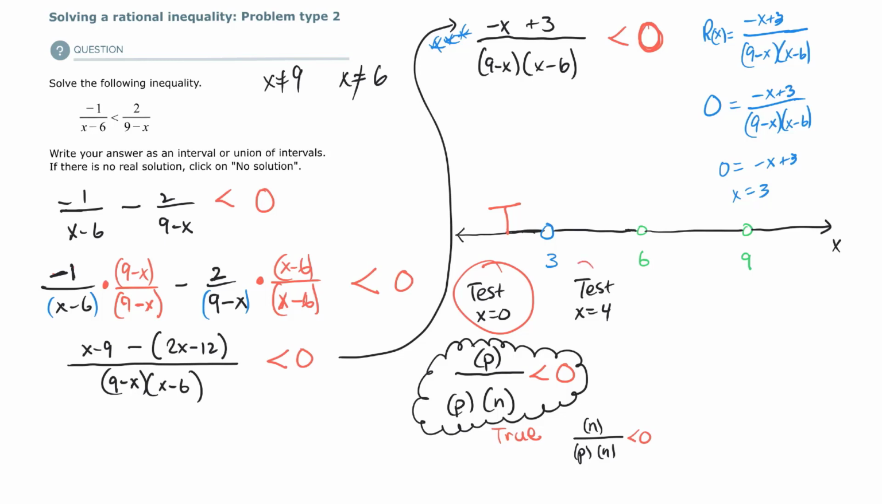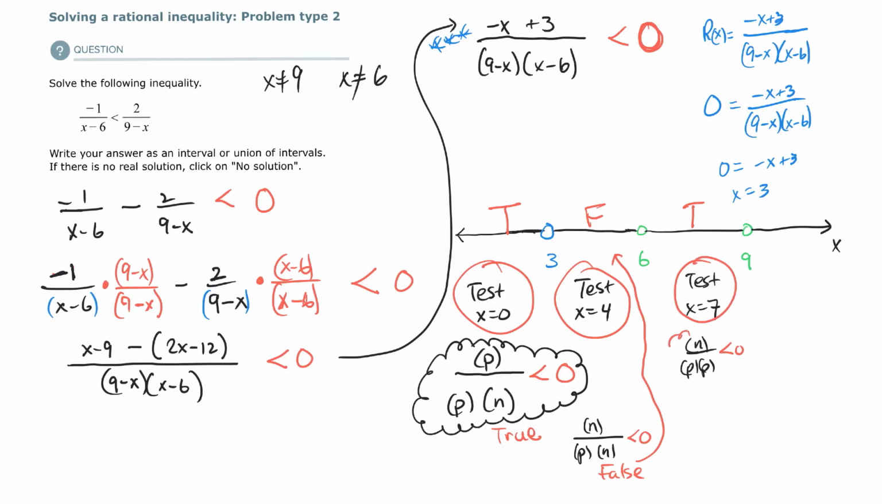Once again, make sure you tell me what you pick. And this is false. So then we translate this false and put it up here and label that region as a false region. We are not going to shade that region of the number line. How about here? Let's test x equals 7. I get a lot of positive, but the numerator is negative. So I got a negative over a positive times a positive. And is this less than 0? And the answer is true.